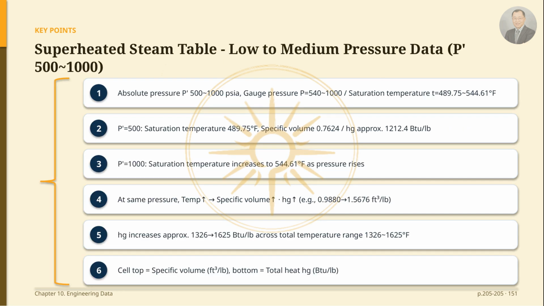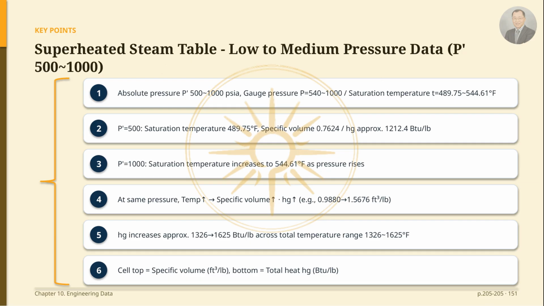I will explain the medium to low pressure region data from the table we just saw. In this section, the absolute pressure P ranges from 500 psi to 1000 psi, and the corresponding gauge pressure P ranges from approximately 540 to 1000, while the saturation temperature T rises from 489.75 to 544.61 degrees Fahrenheit. This confirms that as pressure increases, the temperature at which steam saturates also rises.